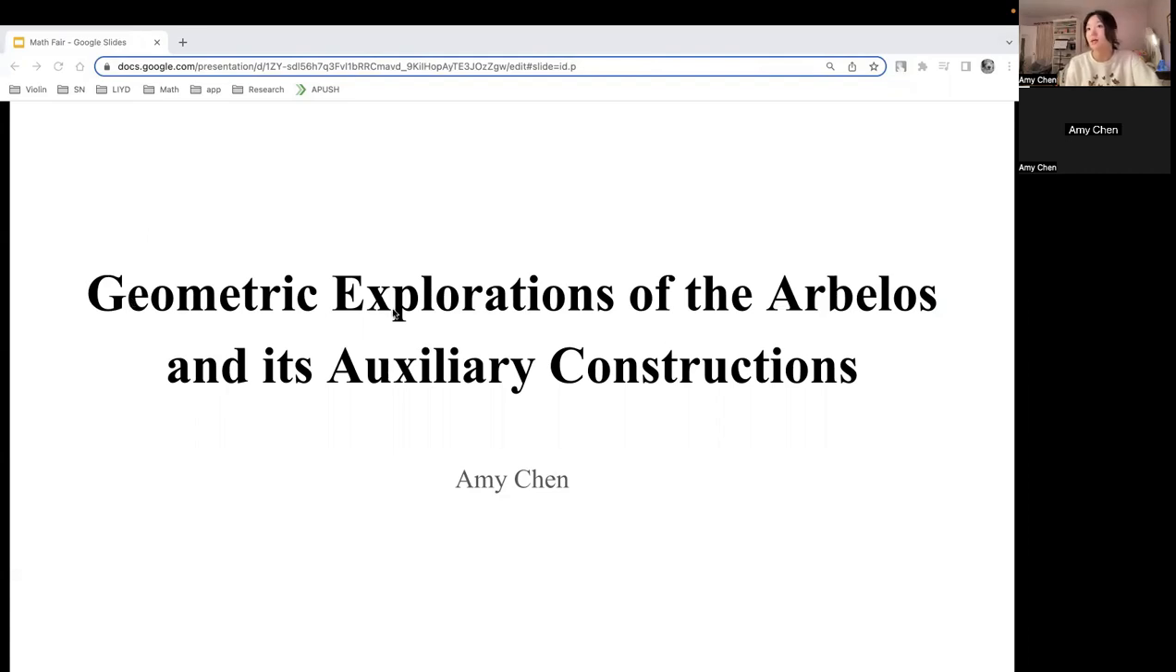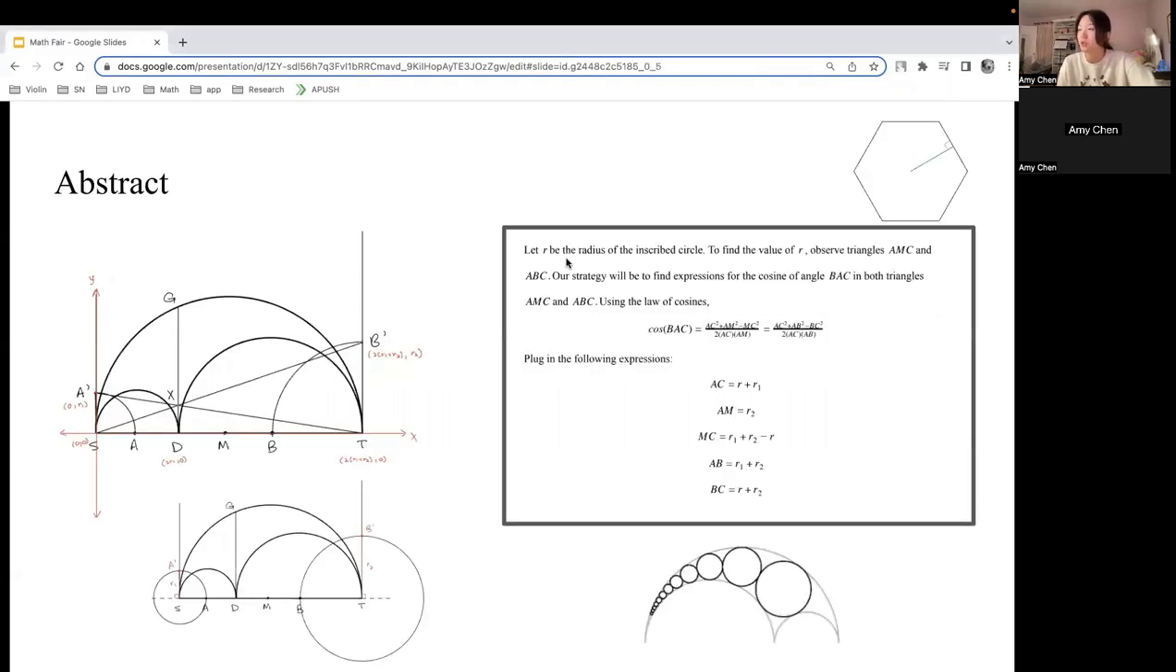My name is Amy, and today I will be discussing geometric explorations of the Arbelos and its auxiliary constructions. The shoemaker's knife is an inspired construction of three semicircles, first studied by Archimedes. My research explores the Arbelos and its property involving auxiliary tangent lines, circles, and triple tangent circle inscriptions on the basis of my own definitions of Arbelos properties using hypotheses generated from polygons, coordinate geometry, trigonometric laws, and algebraic manipulations.